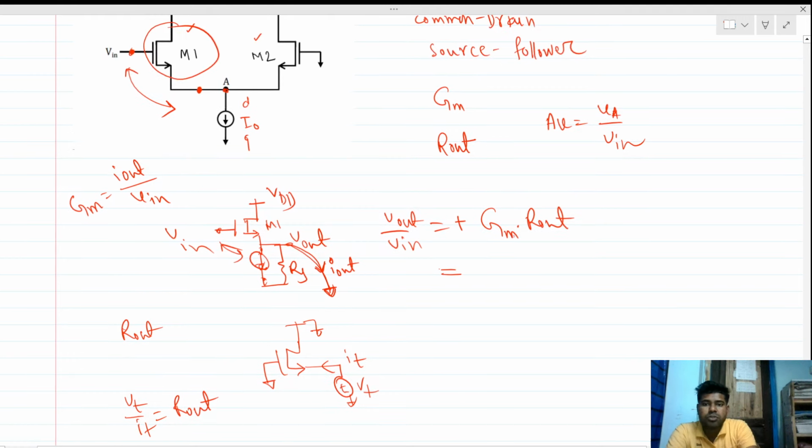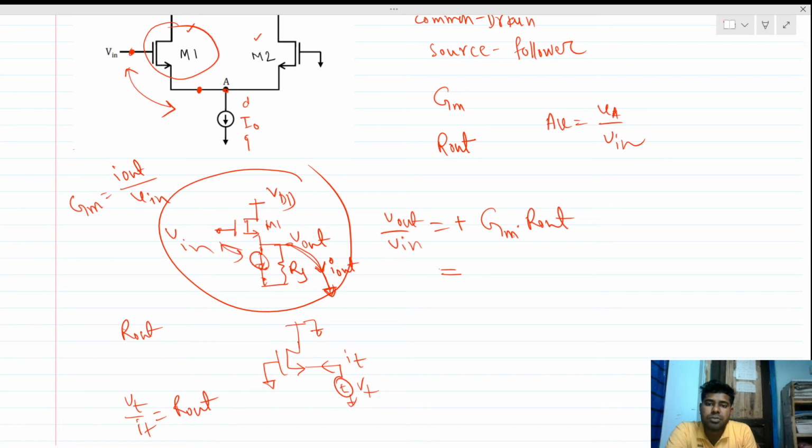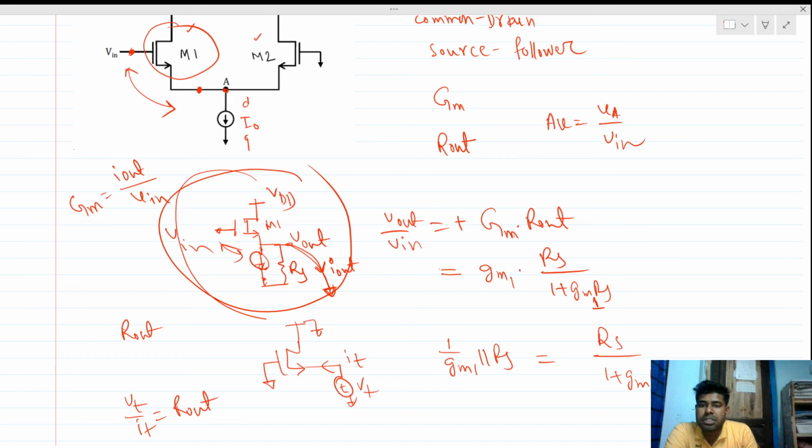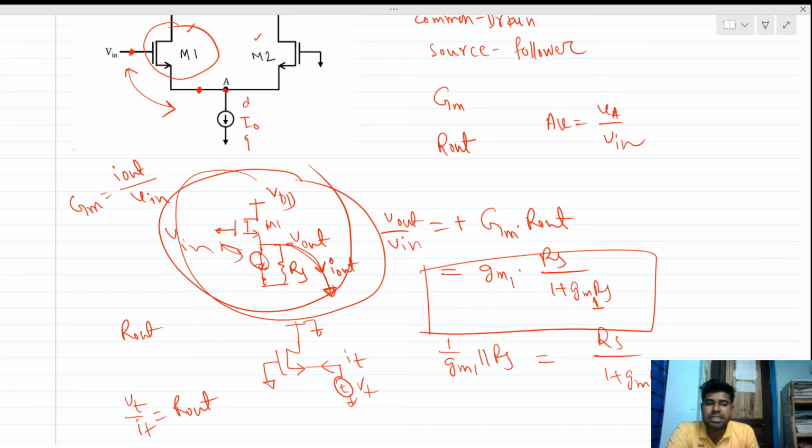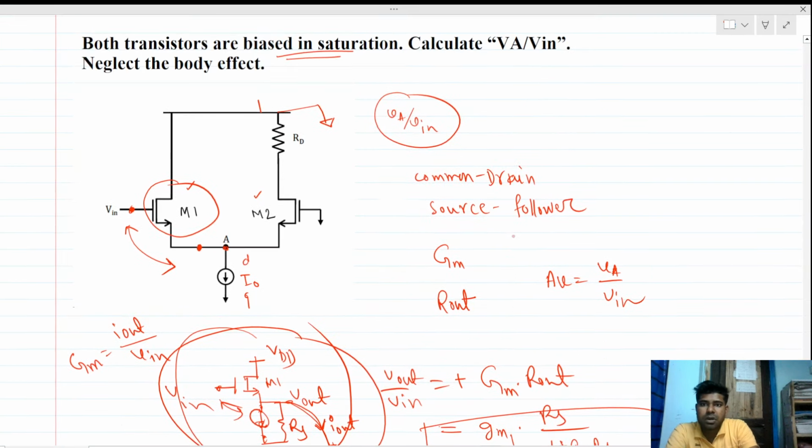For this common circuit, the GM will be nothing but the transconductance of this MOSFET one, so this is GM1. And what will be the R out? The R out will be 1 over GM1 in parallel with RS, so this will be nothing but RS by 1 plus GM RS. This is the normal case of 1 plus GM RS. So for this source follower structure, the gain is GM times RS by 1 plus GM RS.